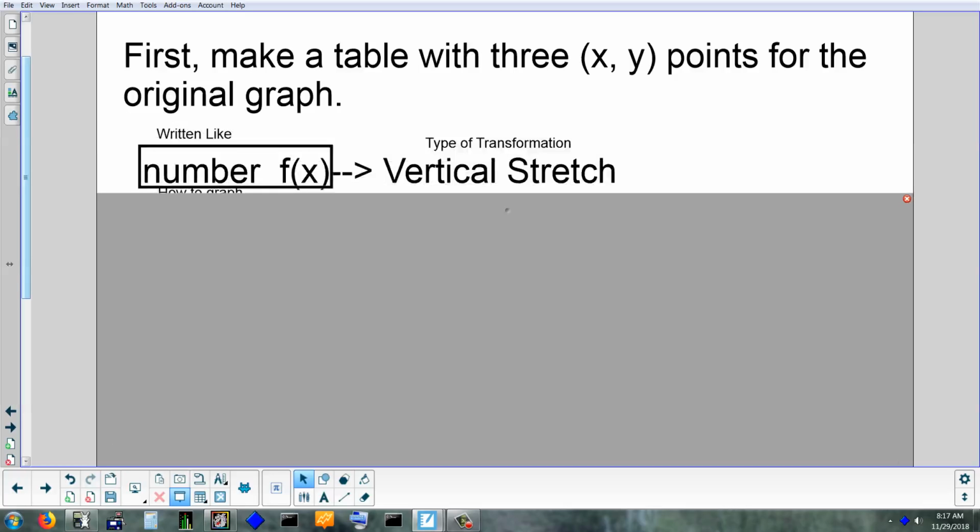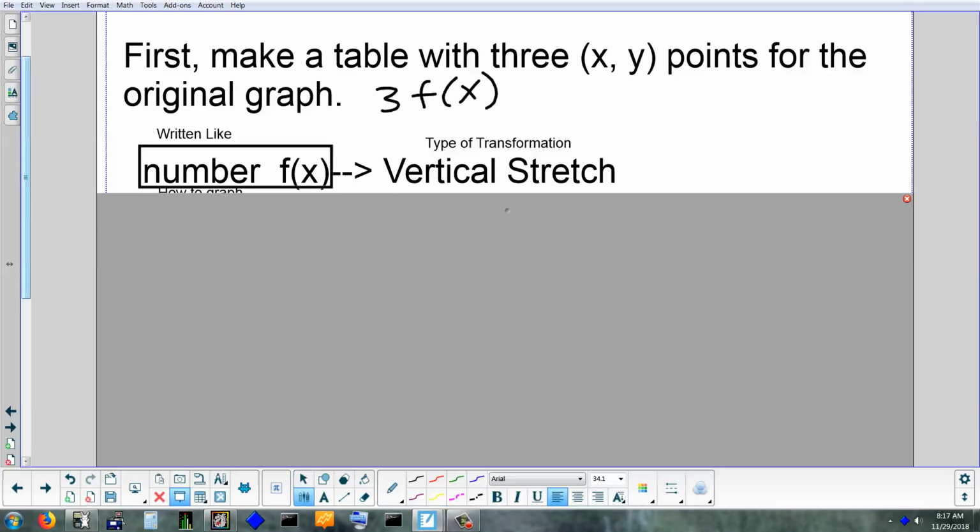So on your chart, it says problem written like, and you're going to put number times f of x. So this is going to be an example where you would have a number in front times f of x. So you might have something like this. It would look exactly like that. 3 times f of x, or 5 times f of x, or any number. You'll have a number in front.